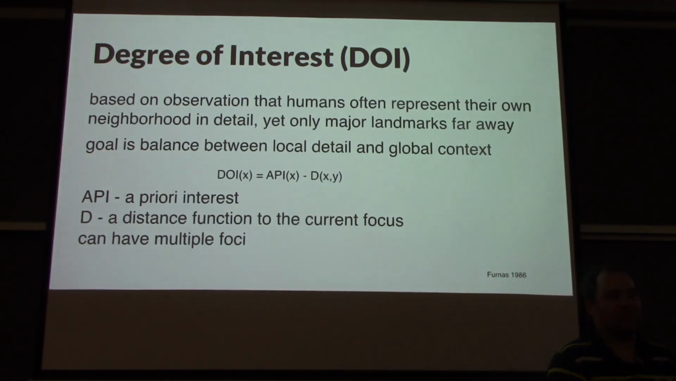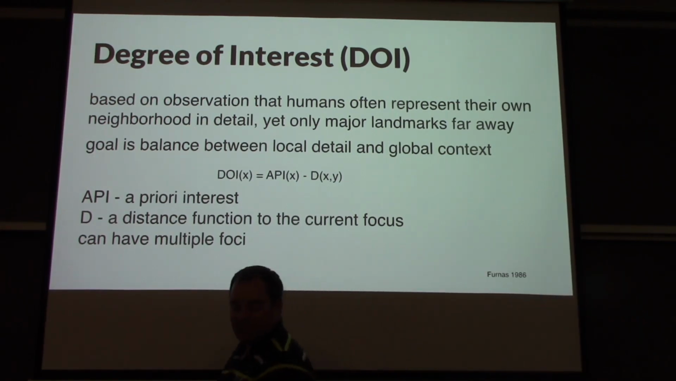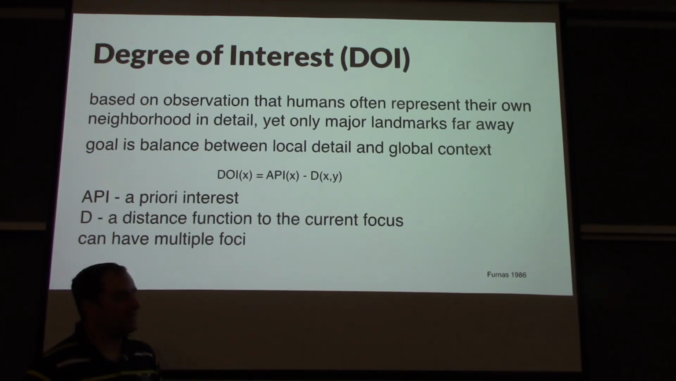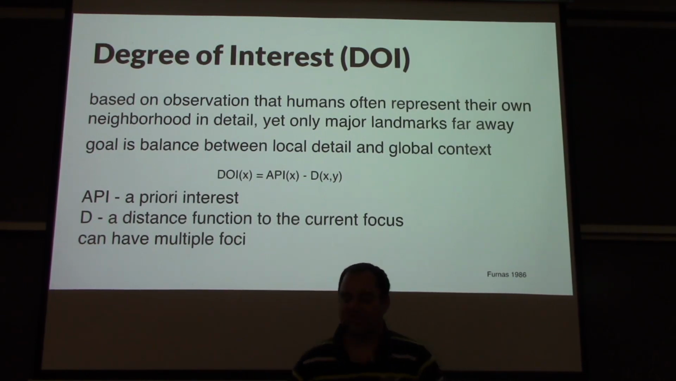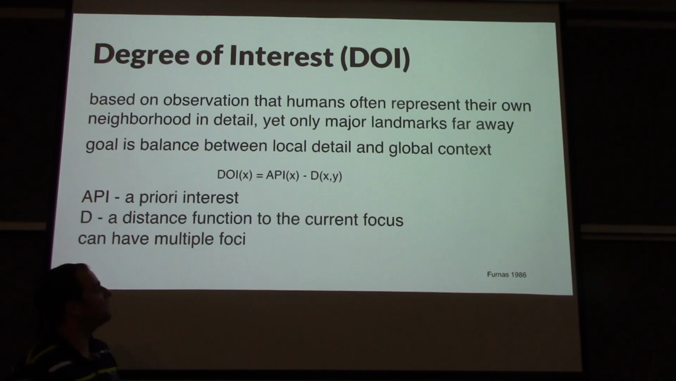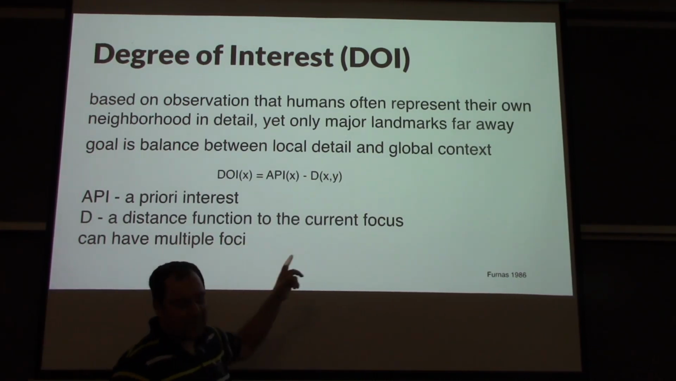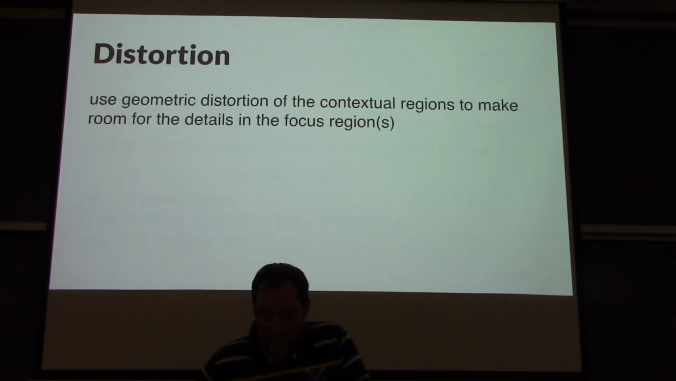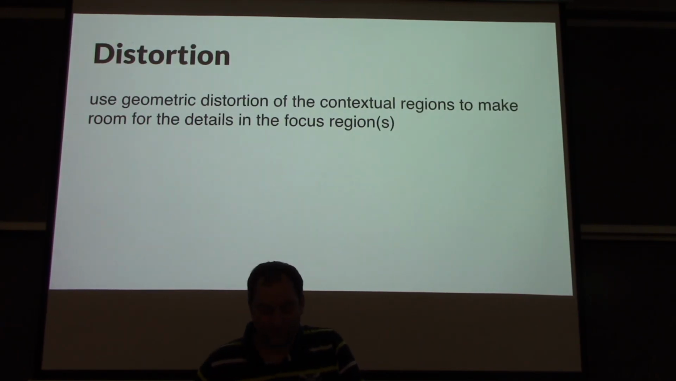Assuming you're looking at something currently, you have selected something, each item can be assigned an a priori interest, how important it is independent of my current selection, and then a distance to my current selection. The degree of interest depends on the a priori index and the distance to the current selection. And we've shown that, for example, with these degree of interest trees.